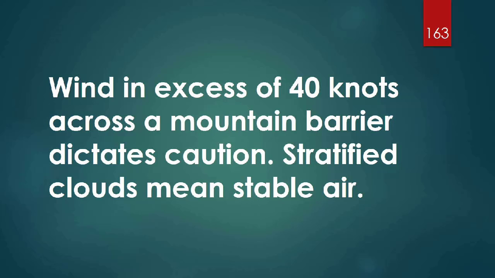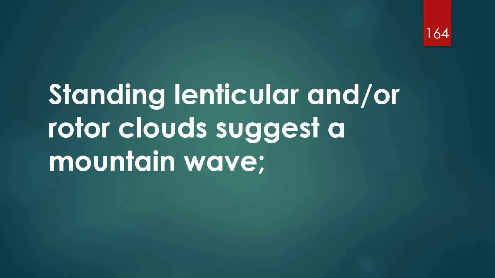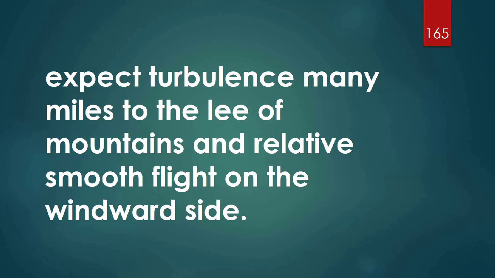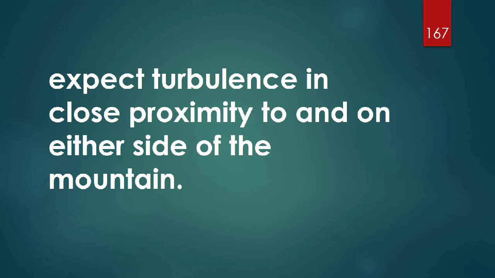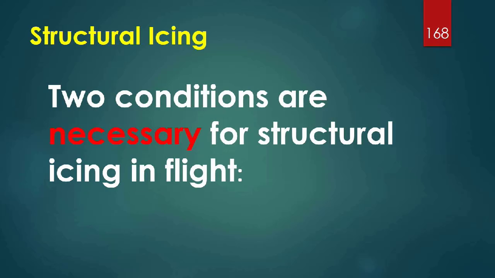Stratified clouds mean stable air. Standing lenticular or rotor clouds suggest a mountain wave. Expect turbulence many miles to the lee of the mountains and relatively smooth flight on the windward side. Convective clouds on the windward side of a mountain mean unstable air. Expect turbulence in close proximity to and on either side of the mountain.